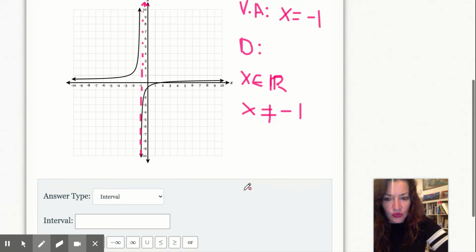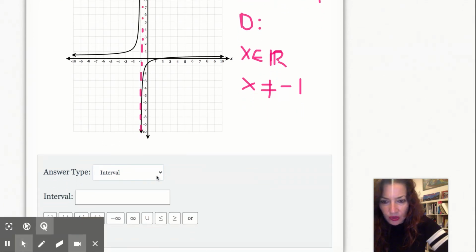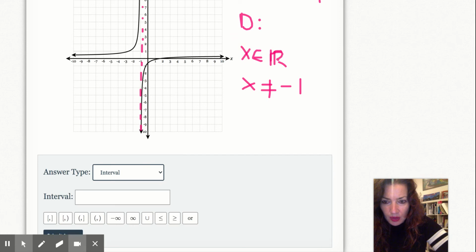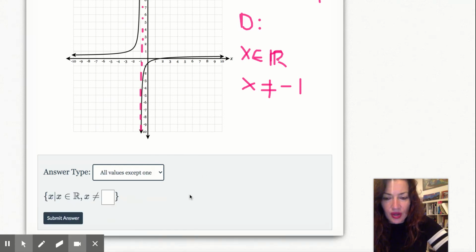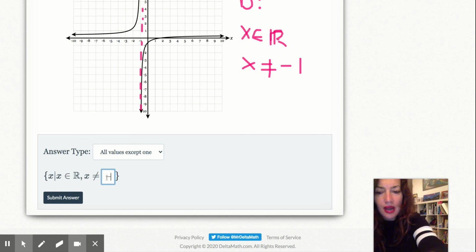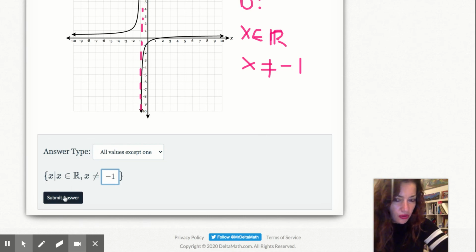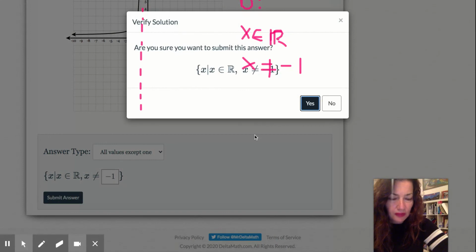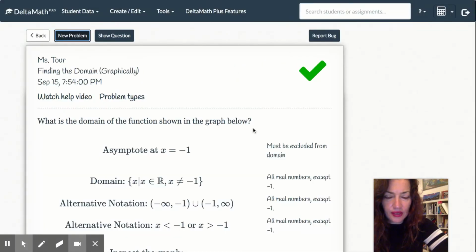So what would be the notation we can use? There's different ways we can use this. Let's see how we can write the answer type. All values except -1. I'm going to go ahead and use this because x is actually all values except -1. So let's go ahead and write this. The way I would read this notation is x such that x is an element of real numbers, R, where x does not equal -1. And I'm sure when I submit this, we could see alternative methods to writing the domain.